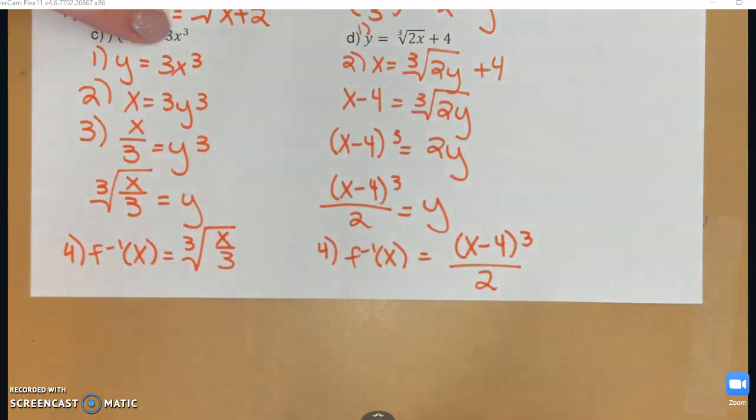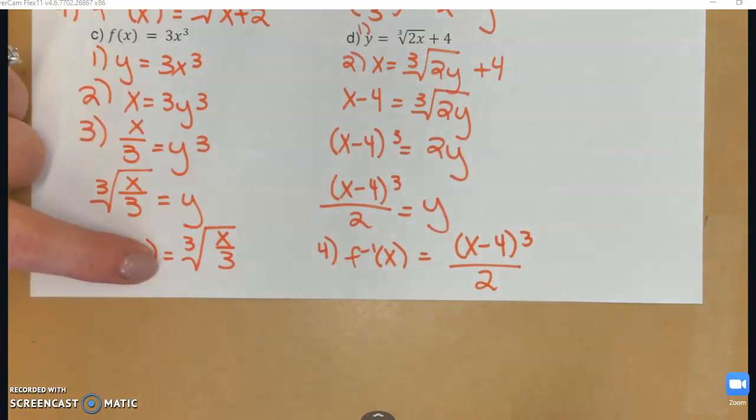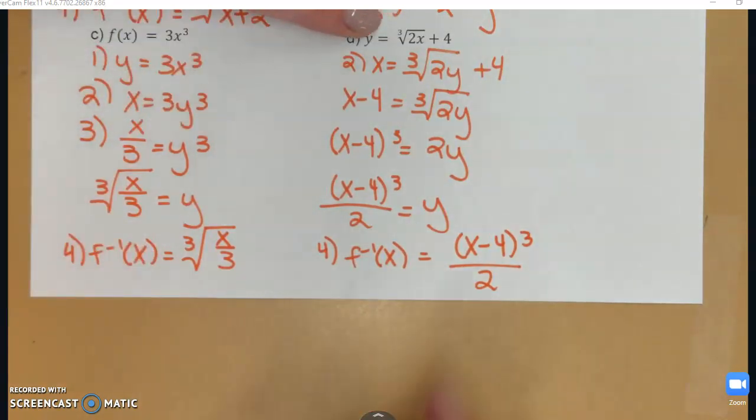For C, I started with a cubic and I ended with a cube root. On D, I started with a cube root and ended with a cubic. So cubic and cube roots are inverses of each other. So just like with our quadratic and square roots, if I am taking an inverse of one of those, I should end up with the other. Okay, so that's finding the inverse.